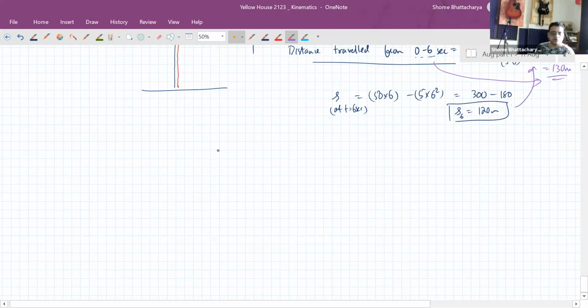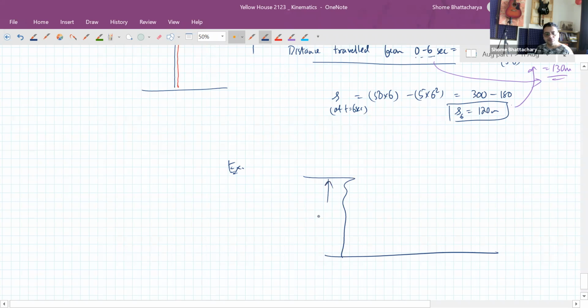Okay, now one more type of example we'll cover, and with that we'll finish this vertical motion part. Suppose we again have that elevated position, but this time instead of dropping an object, in case one we are throwing it down, and in case two we'll throw it up.